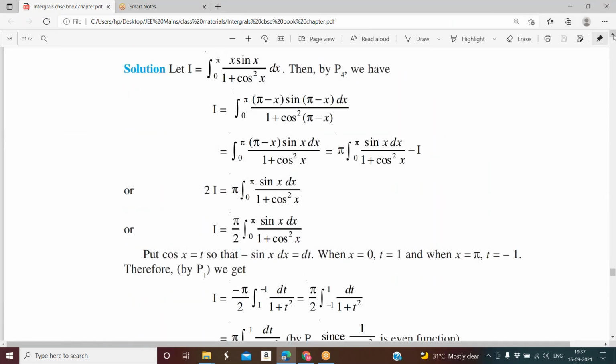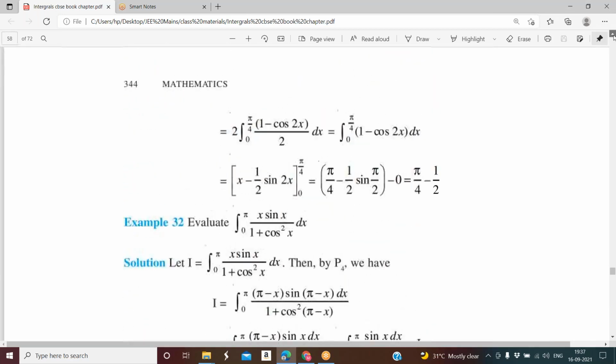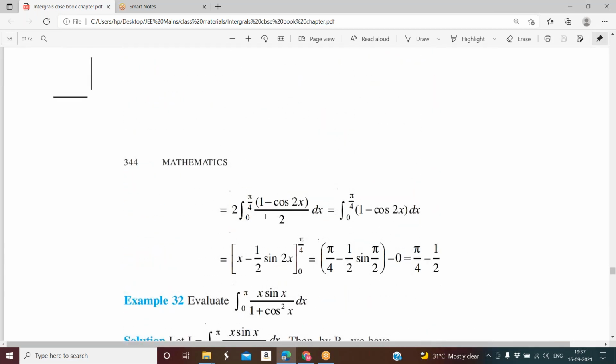So how to evaluate this? By using the formula. What is the formula for sine square x? It is 1 minus cos 2x by 2. This 2 and 2 will get cancelled. So 1 minus cos 2x dx. On integrating, we get x minus, what is integral cos 2x? Sine 2x by 2. Between the limits 0 and pi by 4. Now substitute the limits. What you will get? Pi by 4 for x we are substituting. So pi by 4 minus 1 by 2 sine 2 pi by 4. 2 pi by 4 becomes sine pi by 2.